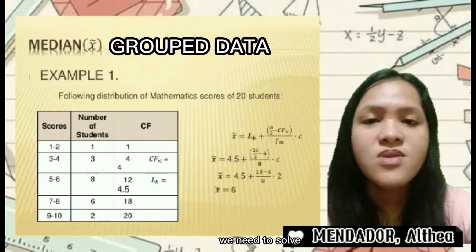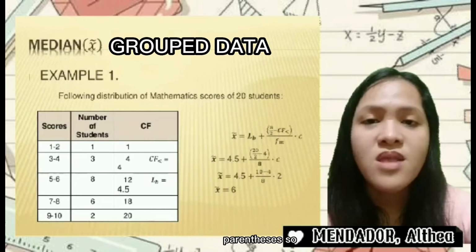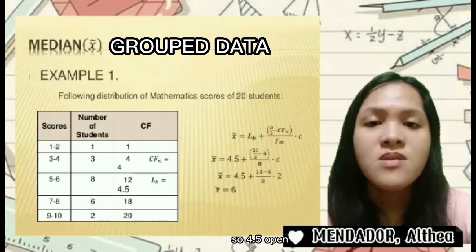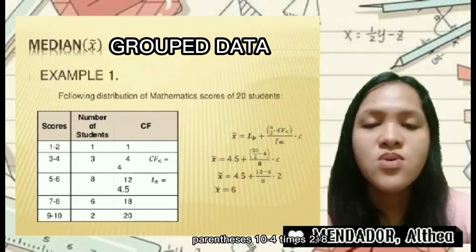So 4.5 plus 20 divided by 2 minus 4, times 2 divided by 8. So we need to solve first the open parenthesis. 20 divided by 2 is equal to 10 minus 4. So 4.5 plus, open parenthesis, 10 minus 4, times 2 divided by 8. So the answer is 6.